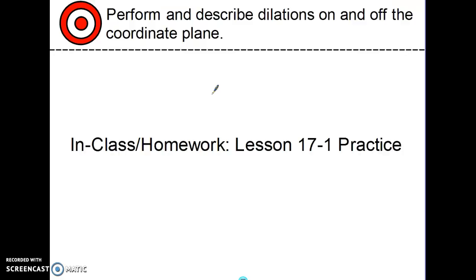It's just a little bit of practice with performing dilations. Make sure you pay attention to the centers. Some of the centers are at 0, 0. Some of the centers are like what we did today, with the center not at 0, 0.